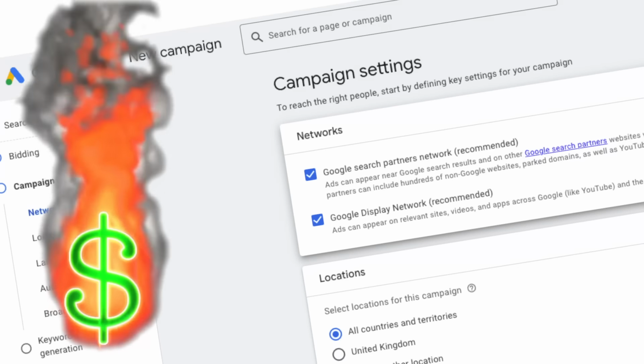Lead gen Google Ads accounts are wasting thousands because of bad settings.